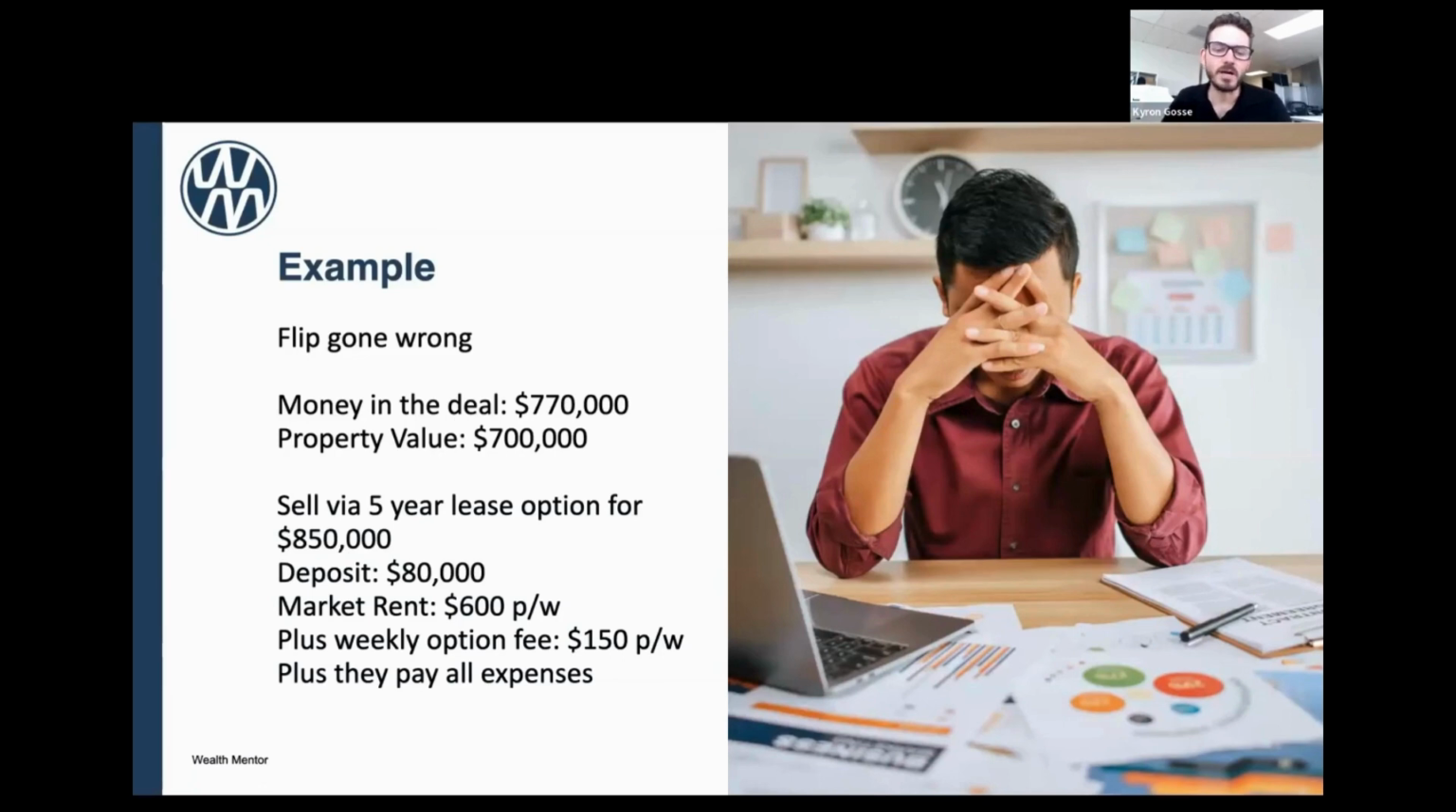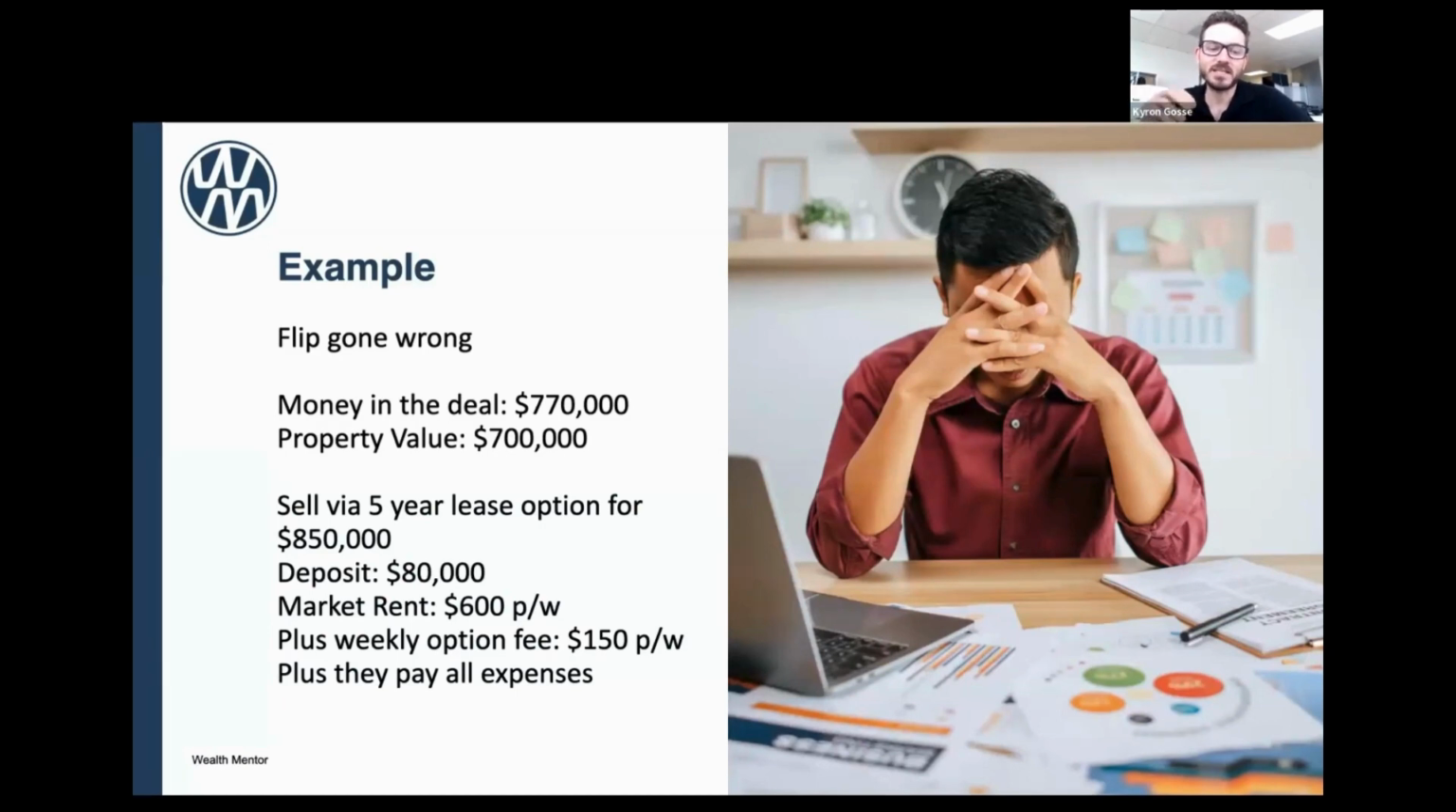If the market rent was $600 per week, they would probably pay an extra 150-ish, so $750 per week, plus they're going to pay all the expenses associated with that property as well. So that's one strategy you can use if you've overcapitalized or you've got a property which has gone down in value that you can't sell in today's market without realizing a massive loss. Well, you could look at selling it via a lease option, just through this very similar, easy strategy, in order to actually turn it positive again.